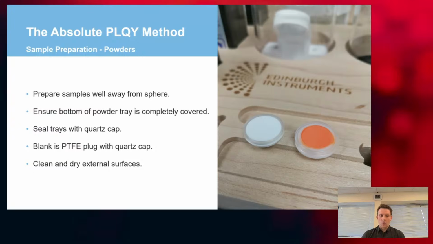For powders, we have these little powder trays where you can place your sample. It's good to prepare these well away from your integrating sphere, as you want to avoid contamination of the integrating sphere as much as possible. Add just enough powder so the bottom of the tray is completely covered. It doesn't have to be completely full. Then seal that tray with a quartz cap, as well as the blank, to ensure that it's a fair test. It's also good practice to clean and dry any external surfaces to avoid any potential contamination.